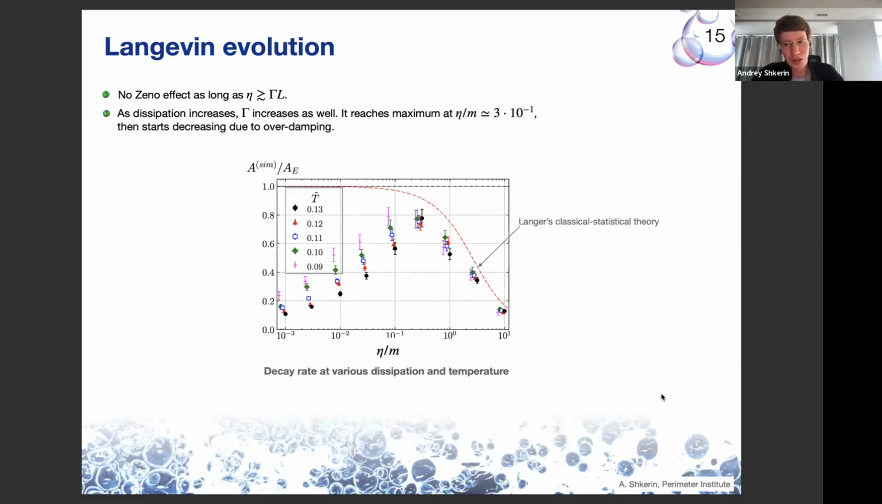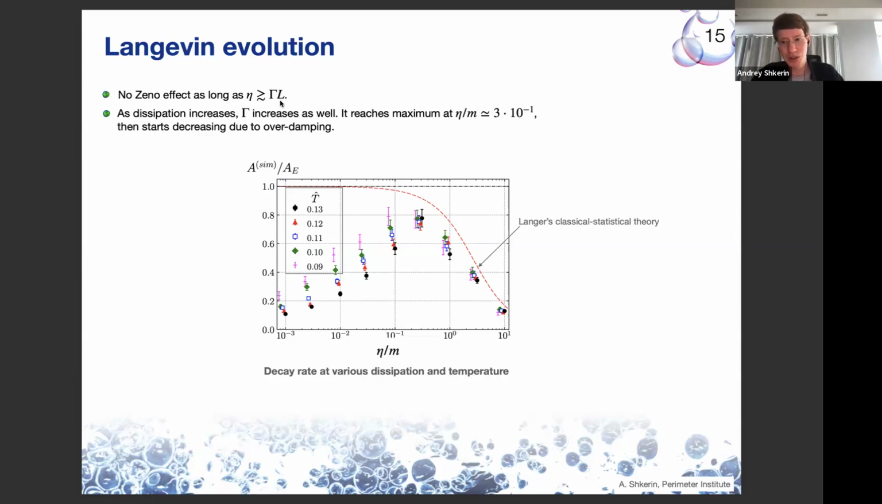Okay, so we repeated our simulations using these Langevin equations. And this is the main result of the simulations. Let me explain a bit what this means. First of all, we observed that when the damping coefficient is bigger than the inverse decay time, which is gamma times L, the size of the system, then there is no more Zeno effect. So the decay rate becomes time independent. And this is what we expect, right?